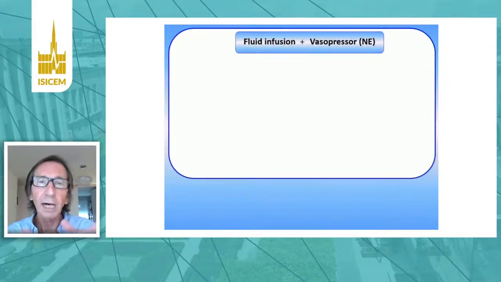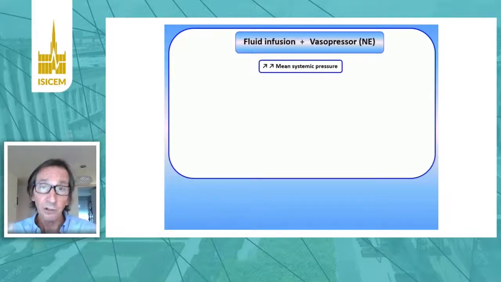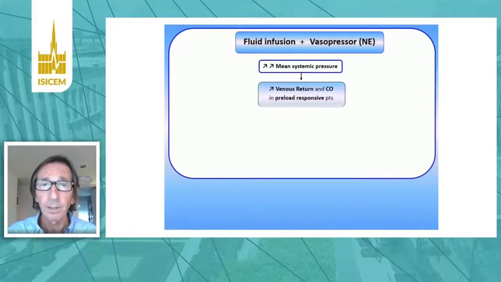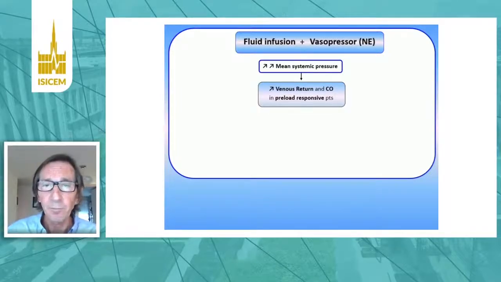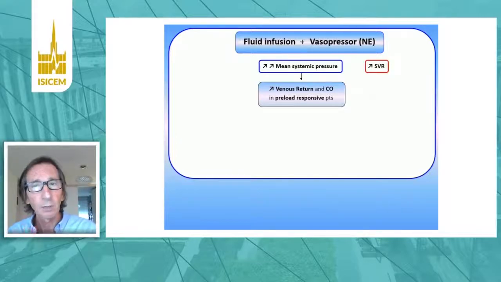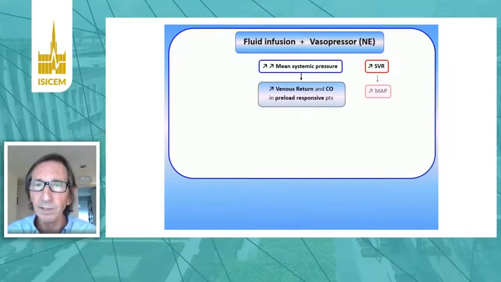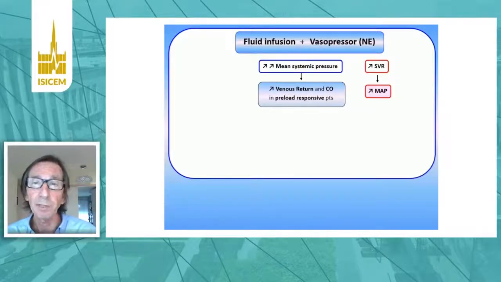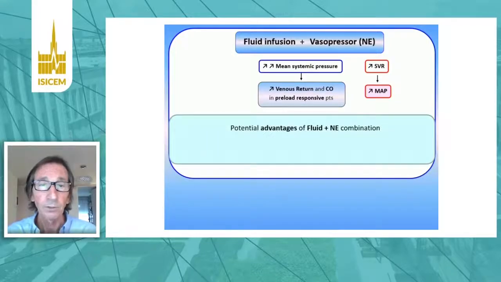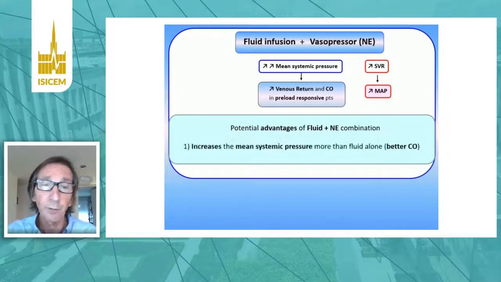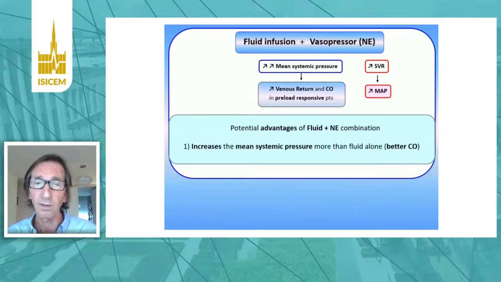So if now we combine fluid infusion and norepinephrine, we should have a large increase in the mean systemic pressure, which can result in an increase in cardiac output in preload responsive patients. But at the same time, we could have an increase in the systemic vascular resistance and an increase in MAP, and therefore we can correct hypotension in patients with shock. So the potential advantages of the combination of fluids and norepinephrine is first to increase the mean systemic pressure more than fluid alone, resulting in a better cardiac output.